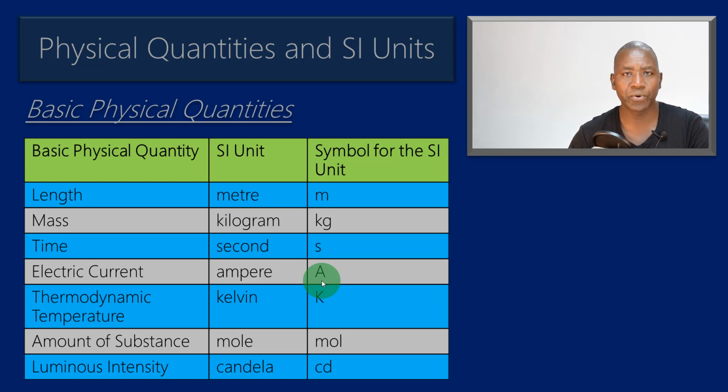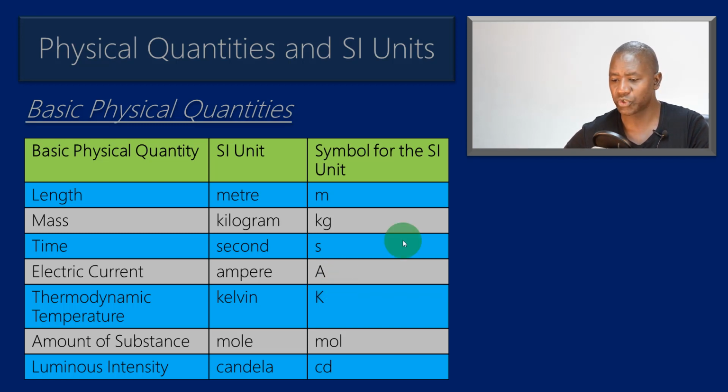Now, this is a very important table. I would recommend that you recall these 7 basic physical quantities, because all the other derived physical quantities will be based on these 7 basic physical quantities. Very, very important. And as you recall this, I would like you to observe how each SI unit is abbreviated. Where uppercase letter is used, please stick to that. Where lowercase is used, stick to that too.